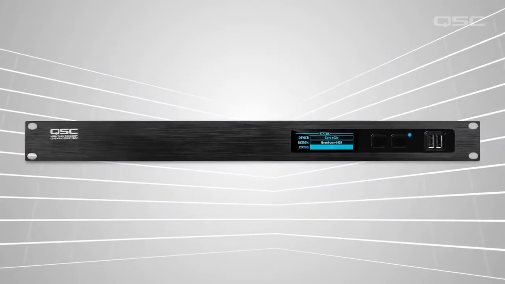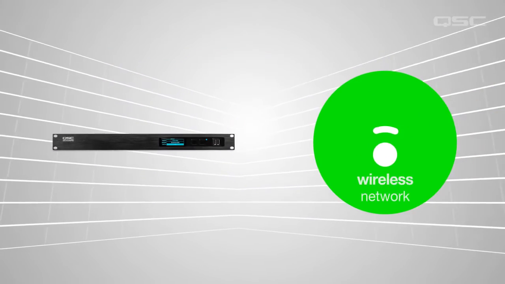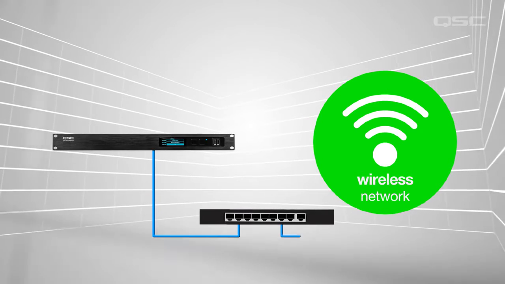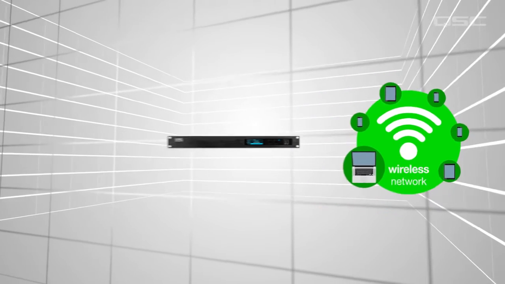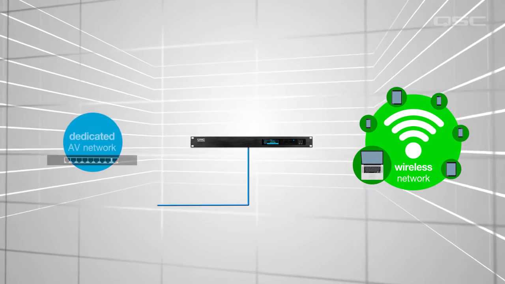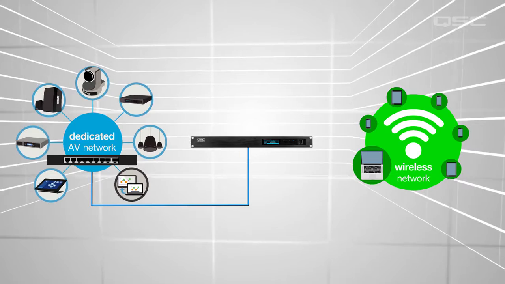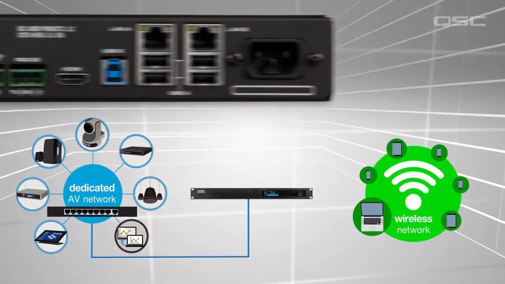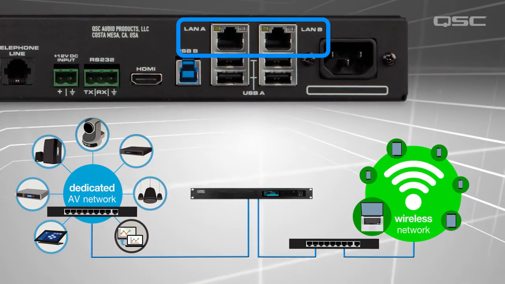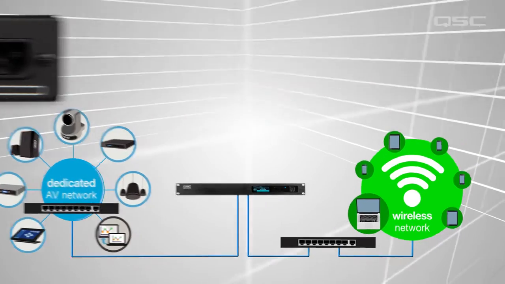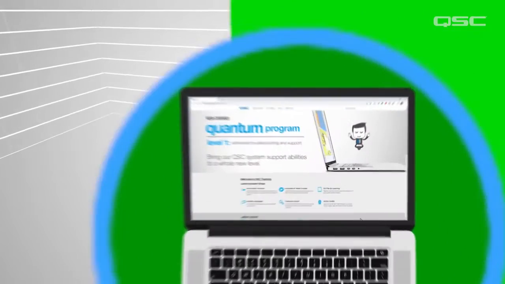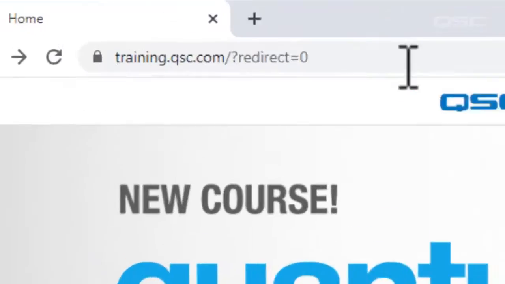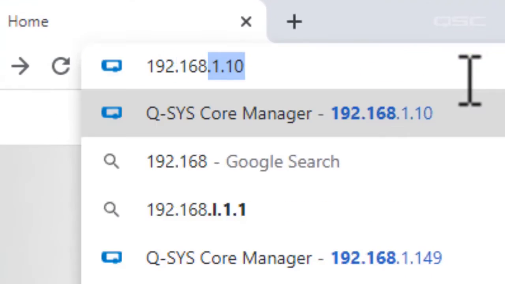To get started, your Q-SYS core needs to be connected to the same Wi-Fi network used by your meeting room participants. If your core is using a dedicated AV network that's not part of the larger corporate Wi-Fi network, you could always use one of the available unused LAN ports on your core to make this connection. An easy way to test this out would be to connect your phone or laptop to the same Wi-Fi network and then attempt to open Core Manager from a browser using your core's IP address.